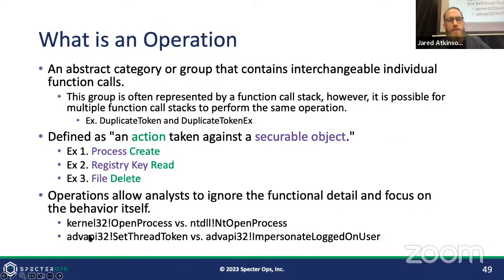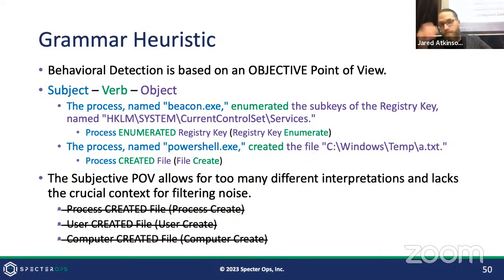But if I want to ignore the very minute or less significant differences between kernel 32 open process and NTDLL NT open process, I could just say that's a process open or process access event, right? If I want to ignore the difference between, say, ADV API 32 set thread token and ADV API 32 impersonate logged on user, the question is can I do that, or what are the implications of it? And in order to do the naming convention, at first we just did the naming however we felt, and then we reverse engineered how we came up with the names, and whether it actually makes sense, or are we just sticking a finger in the wind and hoping that it works?